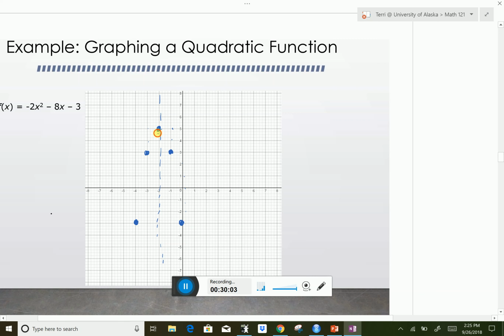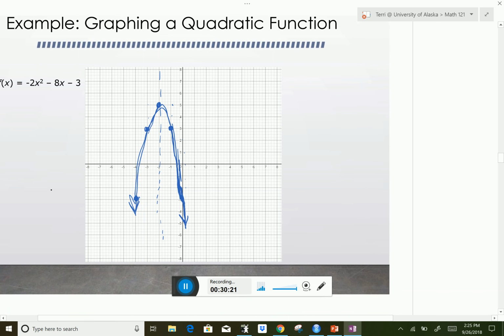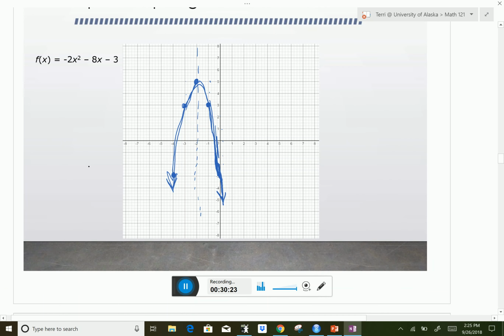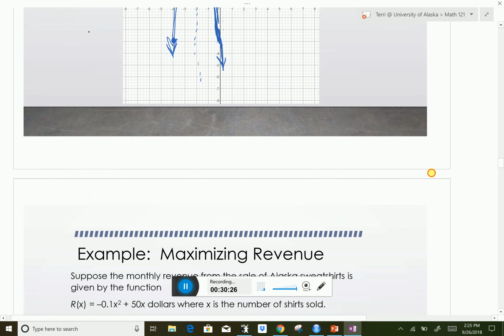Since I have 5 points, that's what I really need to draw a parabola. It crosses right there. It doesn't look very good. There we go. Okay. And we can easily draw our parabola using those 5 points.